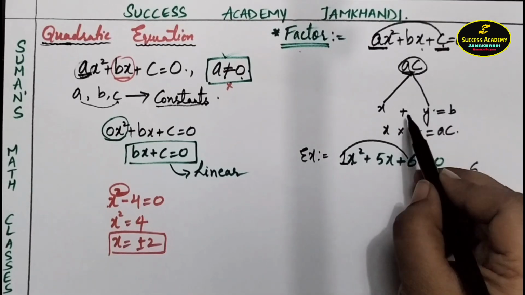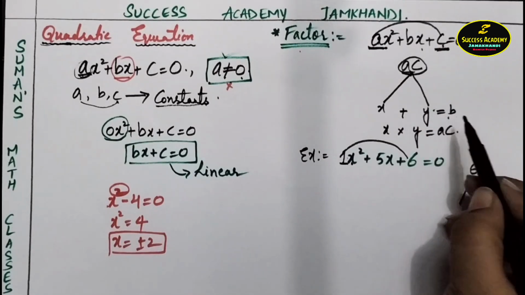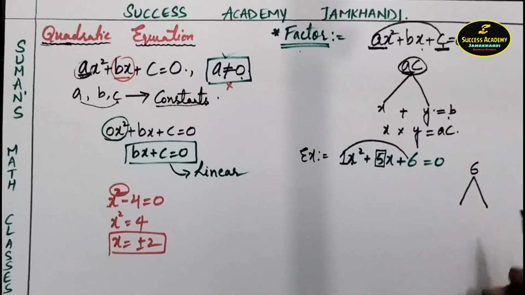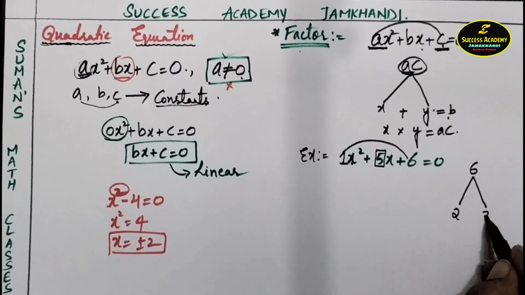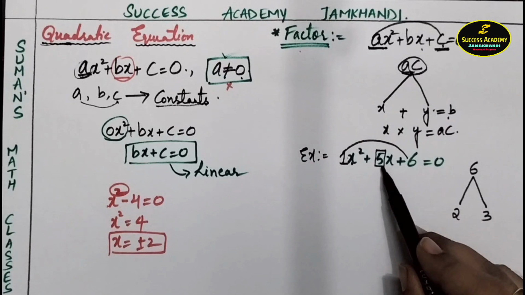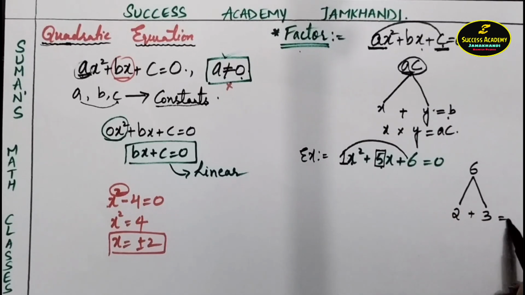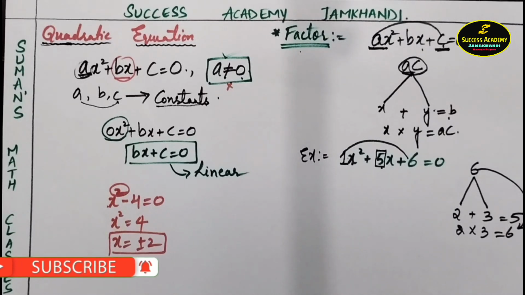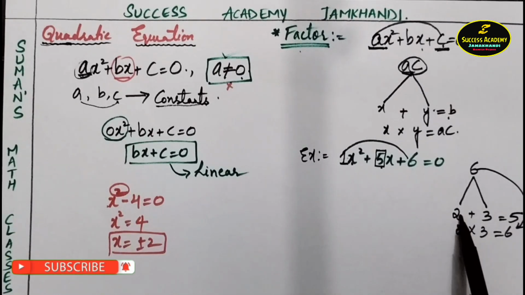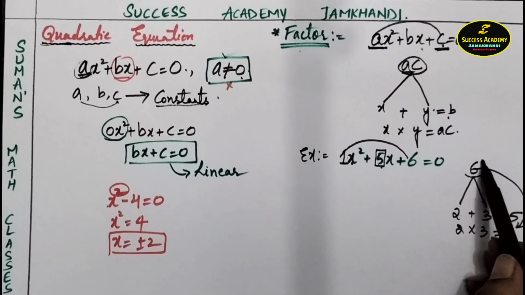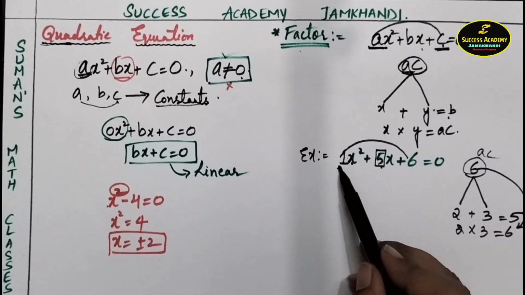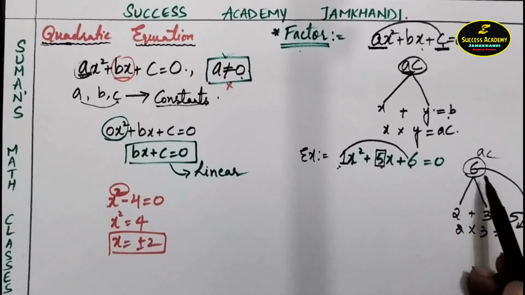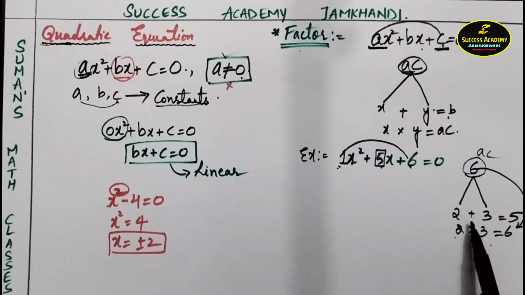What is the condition? If you add these two numbers, you should get the answer b. What is b? b is 5 here. So I can select the two terms as 2 plus 3. We will get 5. Right? 2 plus 3 is 5. The same two numbers, if I multiply 2 into 3, I will get c, no? 6. ac, that is 6. So this is the sum b and the product is ac. This is our ac because a is 1, c is 6. 1 times 6 is 6. So the two factors are 2 and 3.